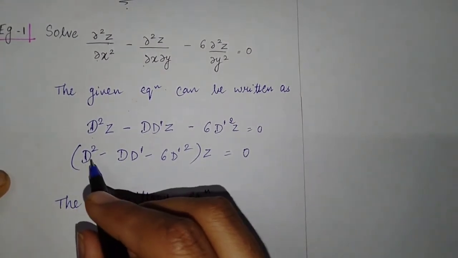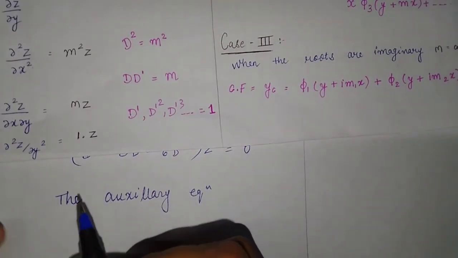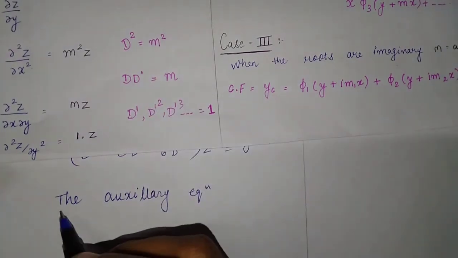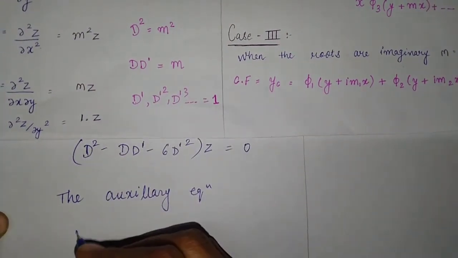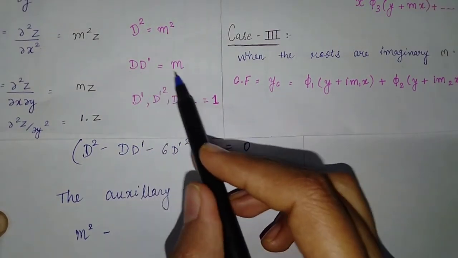In place of D square, what do we put? In place of D square you have to put m square. So here in place of D square you have to write m square minus, and in place of D dash, what do you have to put? m.